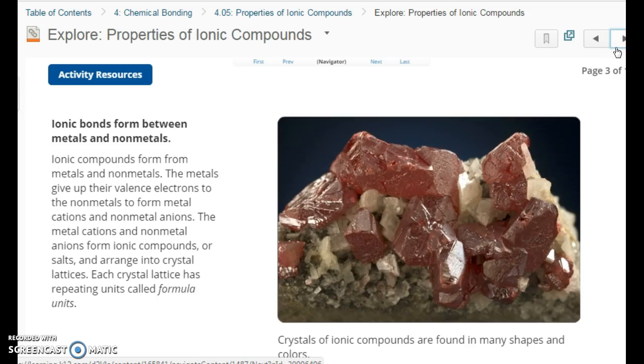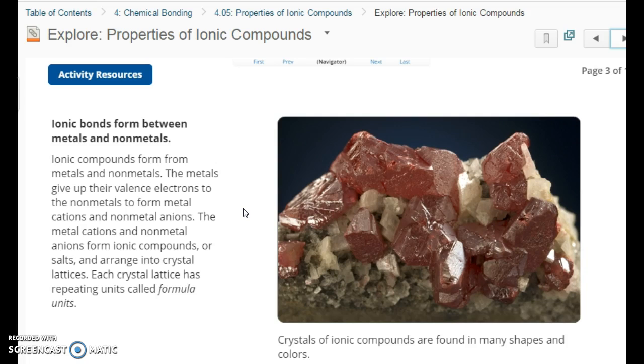Ionic bonds form between metals and nonmetals. Crystals of ionic compounds are found in many shapes and very pretty colors. Ionic compounds form from metals and nonmetals. The metals give up their valence electrons to the nonmetals to form metal cations and nonmetal anions. So the metals are cations, which means what? They are positive. And did they gain or lose the electrons? They lost them. Anions are what charge? Negative. And what does that mean as far as gaining or losing electrons? They gained them. The metal cations and nonmetal anions form ionic compounds, or salts, and arrange into crystal lattices.